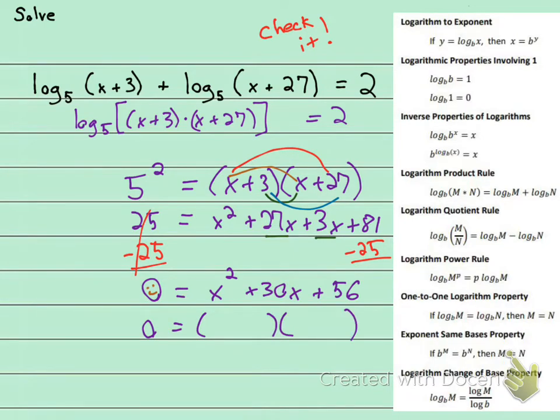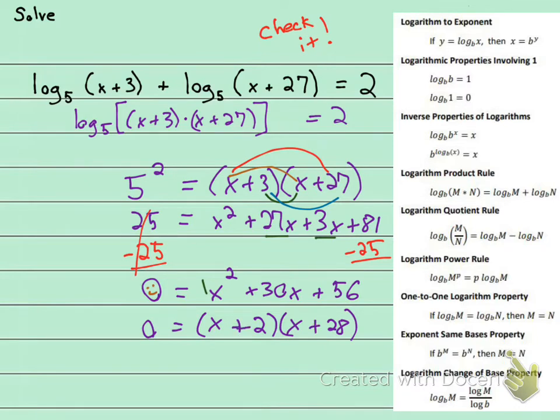Okay, so this is factoring a trinomial that starts with 1. I call this the easy one. We're going to do x and x. We need two numbers that multiply to give me 56 and add to give me 30. All right, that's going to be 2 and 28. 2 times 28 is 56. 2 plus 28 is 30. So it's going to be plus and plus.